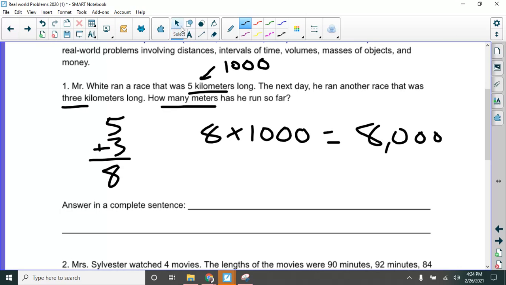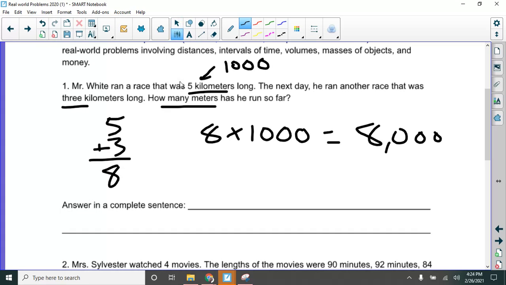Answer in a complete sentence. Why in a complete sentence? If you write your answer in a complete sentence, it helps you to look back at the question. And looking back at the question can help you realize, oh wait, I messed something up, or, oh yeah, that sounds good. So we're always going to write our answer in a complete sentence.